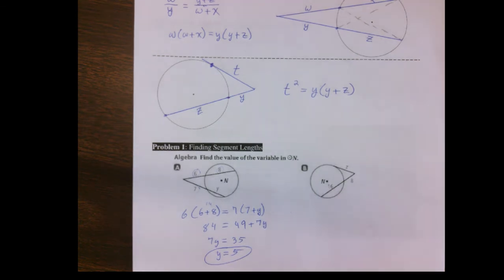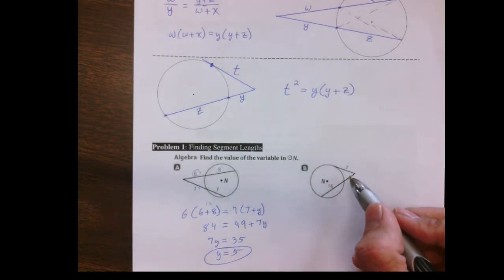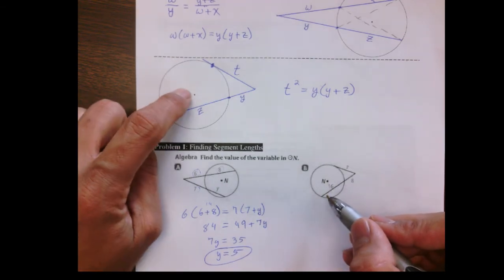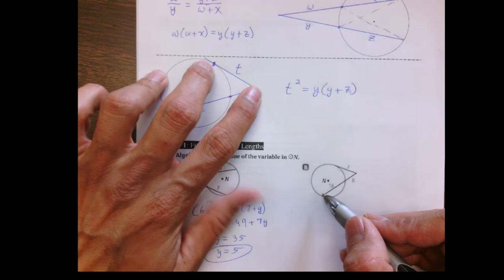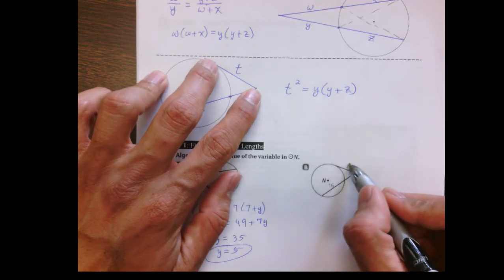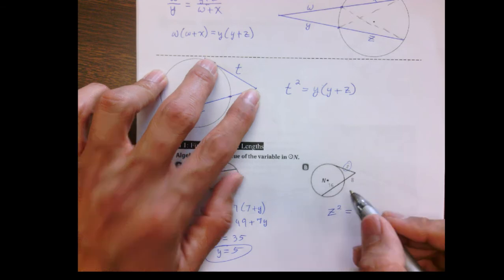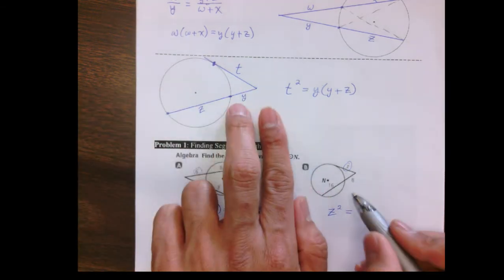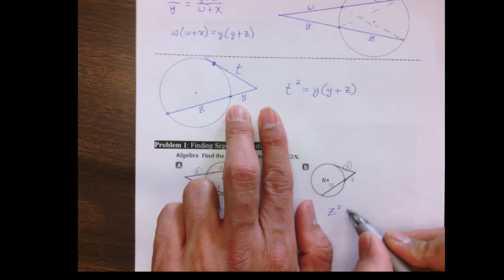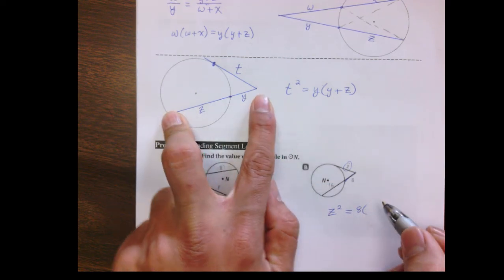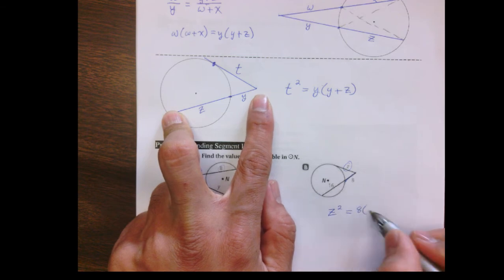All right, and now let's go to this next one where you've got a tangent and a secant. That's going to mirror this situation. Now it's the tangent segment squared. So this is our tangent segment. That's going to be z squared equals the outer segment here times the whole piece. So 8 plus 16.